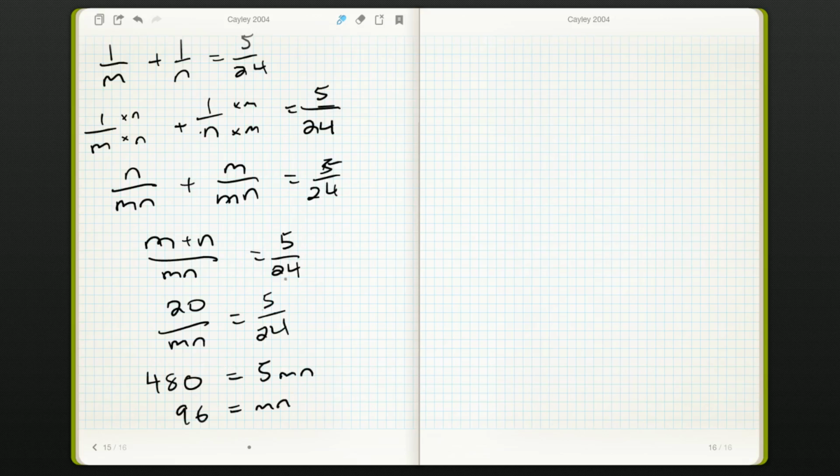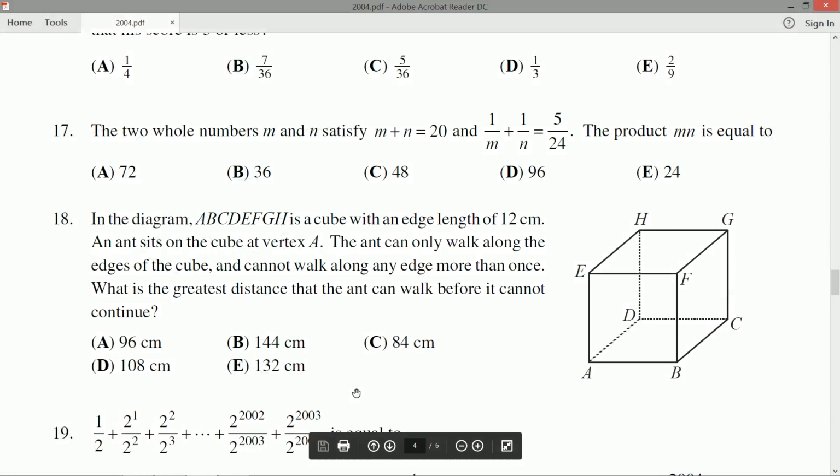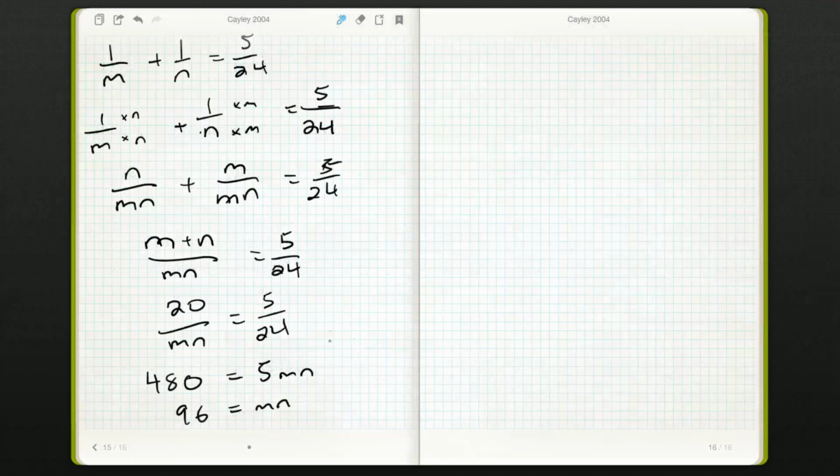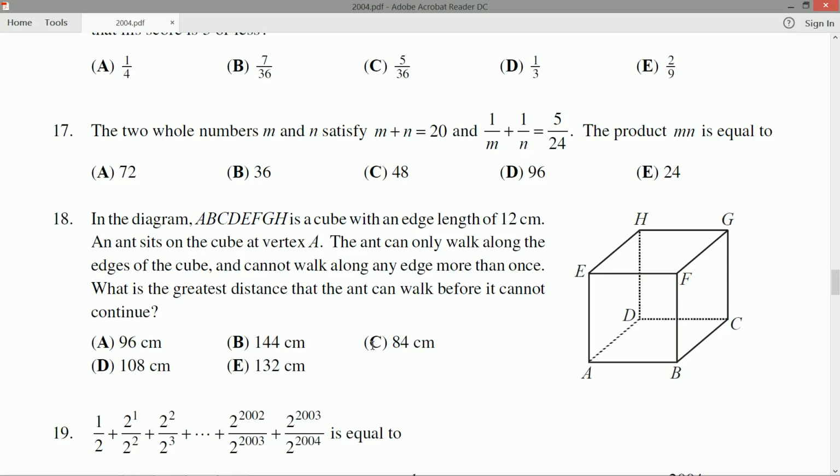Another thing we could do is say, well, 5 is to 20 as 24 is to mn. You multiply 5 by 4 to get 20, so I should multiply 24 by 4 to get mn. And that'll also get you 96. Lots of different ways you could approach it. And that gives us an answer of D here. D is going to be the answer to question number 17. Hopefully you guys got that as well. And if you didn't, maybe now you understand how to approach it, so you could do it in the future.